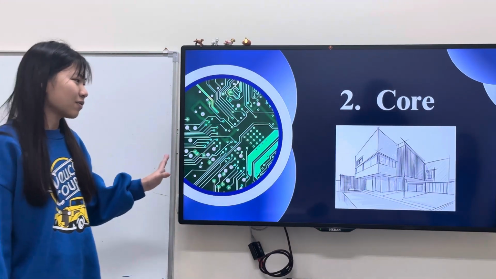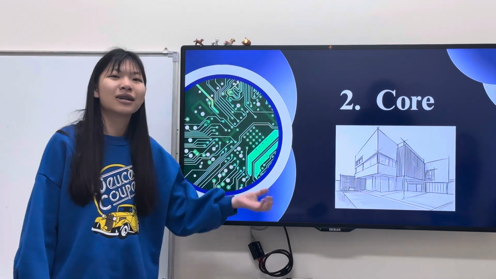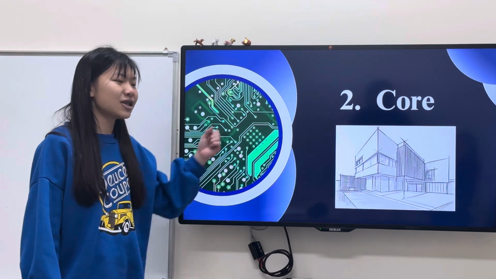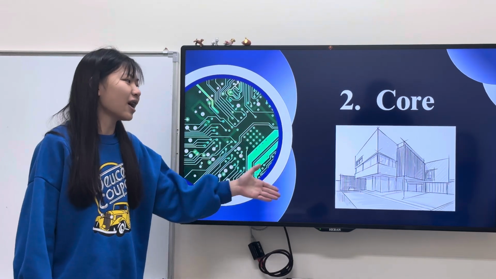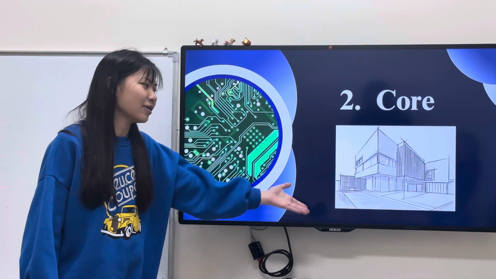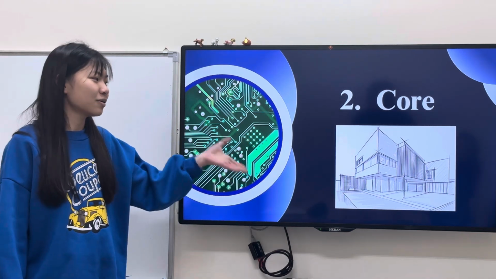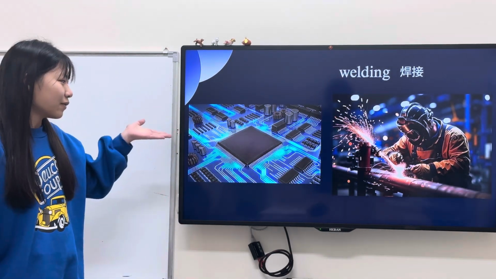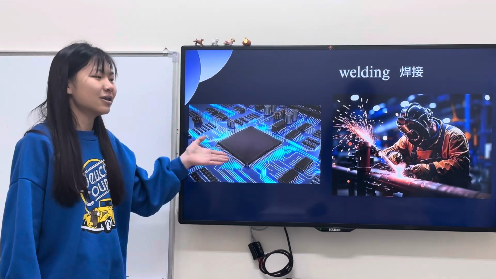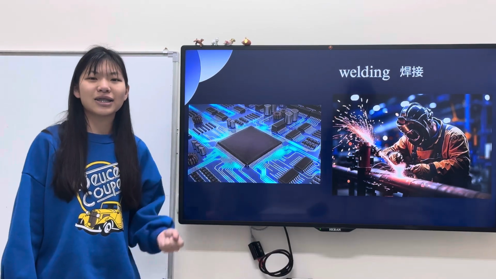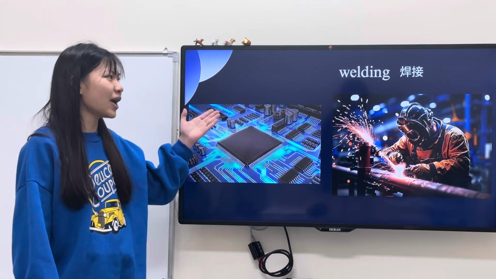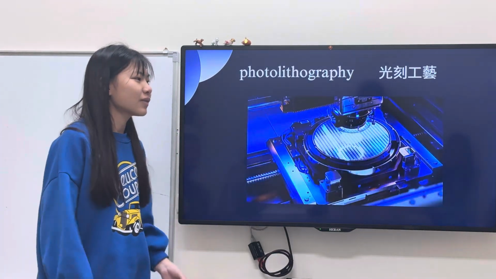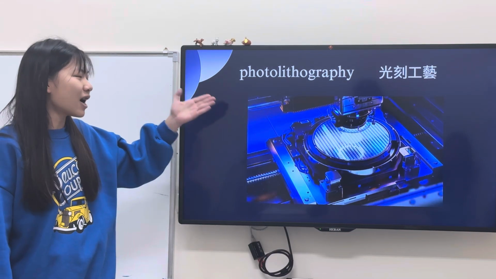Then we'll move on to the second part, and it's time to draw the circuits on the chip. It's just like the design draft of a building, and then we'll start the building. Because the circuits on the chip are pretty small, it's impossible for people to use a traditional way, like welding, to connect the components on the chip. So here comes photolithography.